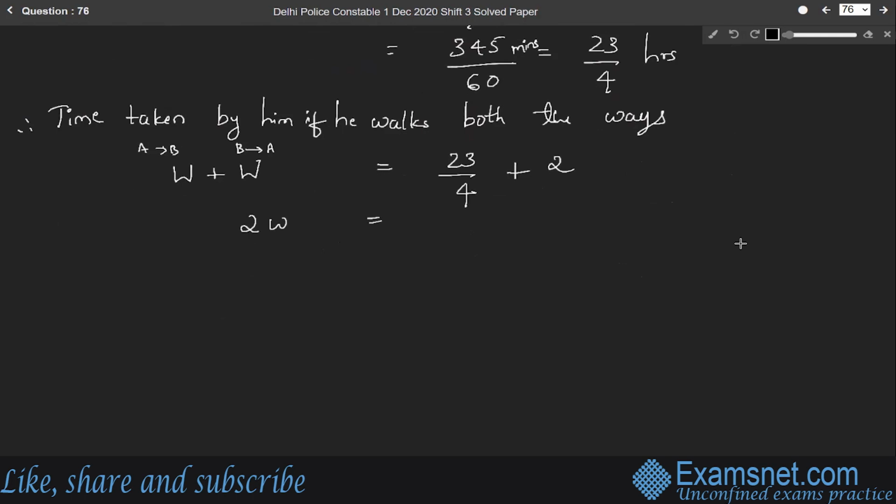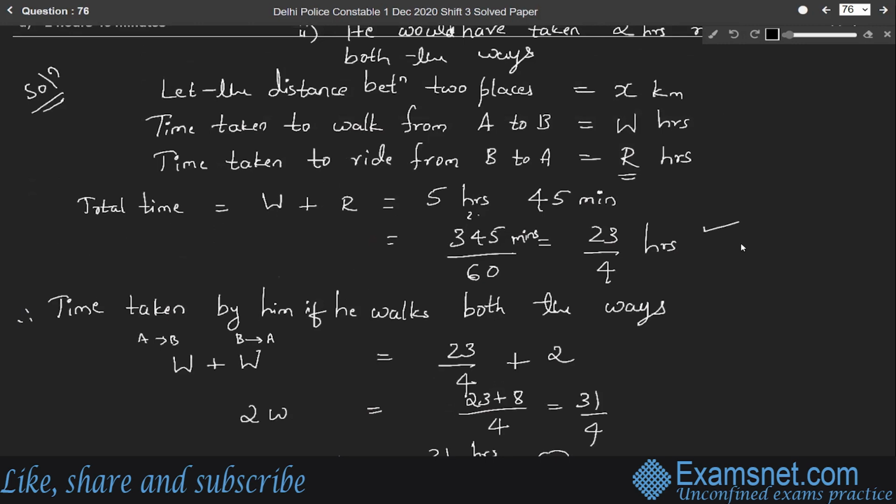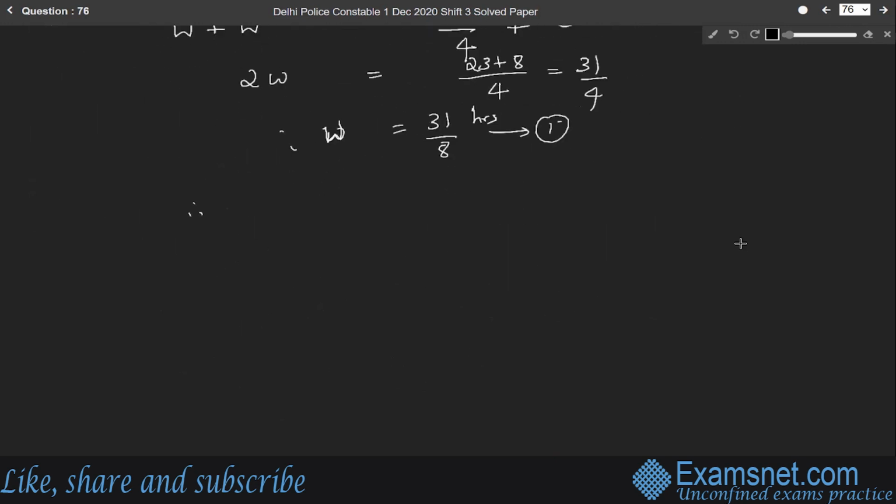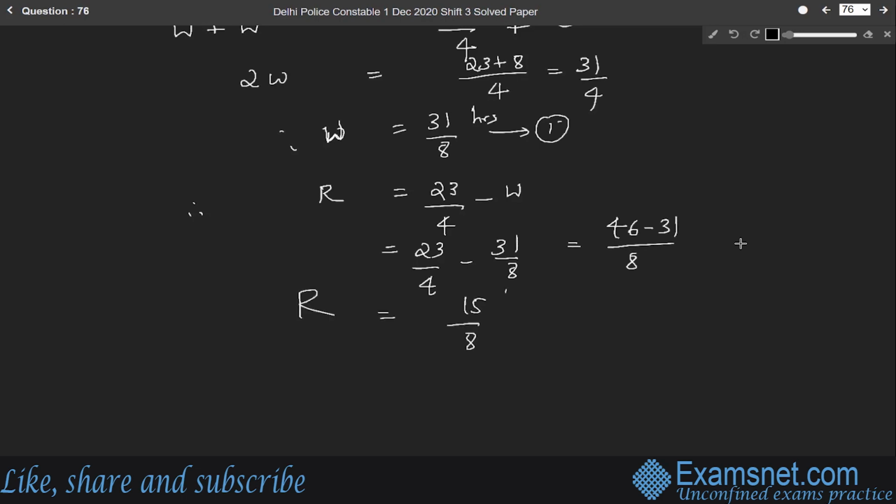So 2W becomes, here LCM is 4, so 23 plus 8, which is 31 by 4. Therefore, W is 31 by 8. Right? So time taken by him to walk from A to B is 31 by 8 hours. Right? So now let us find R here. We have this formula, W plus R is equal to 23 by 4 hours. Therefore, R is equal to 23 by 4 minus W, which is 23 by 4 minus 31 by 8. So here 8 is LCM. So 46 minus 31, which is 15 by 8 hours.